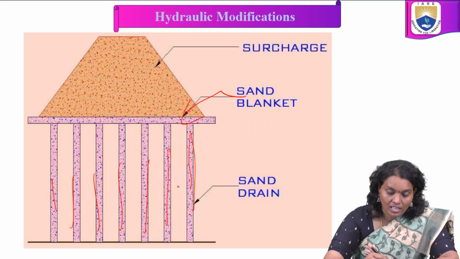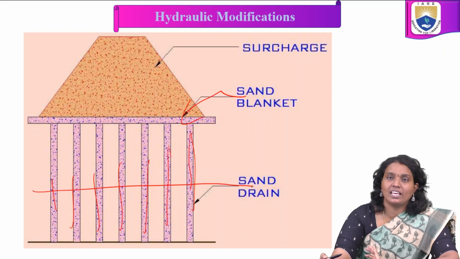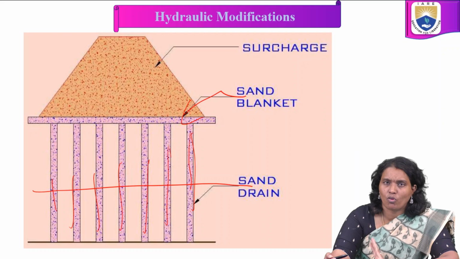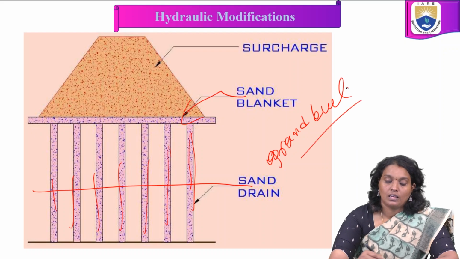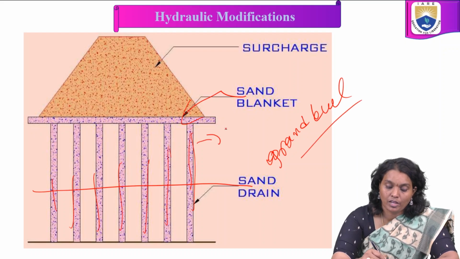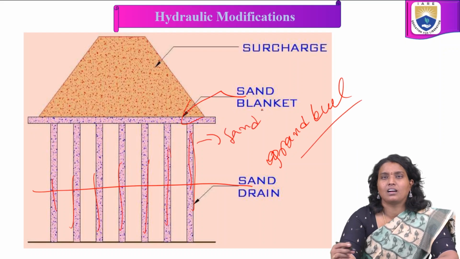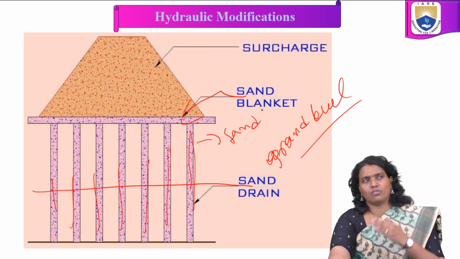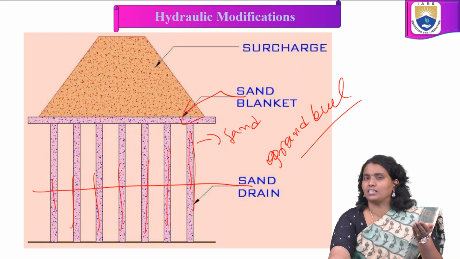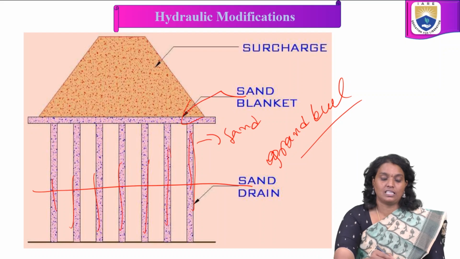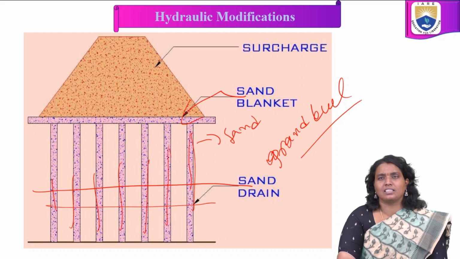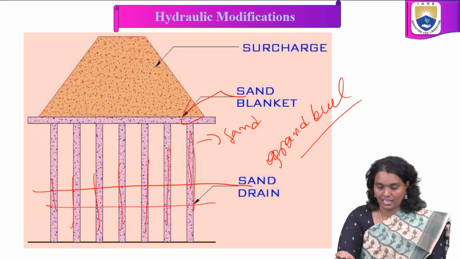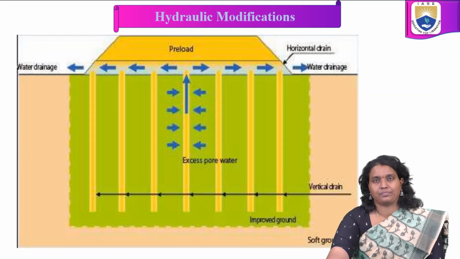Somewhere the ground level is there, and the water table starts from the ground level. And the remaining portion may be sand. Whenever the water table ends, from there the sand starts. So these are all the sand drains. Like this, the sand blanket and the sand drain, the surcharge will appear.